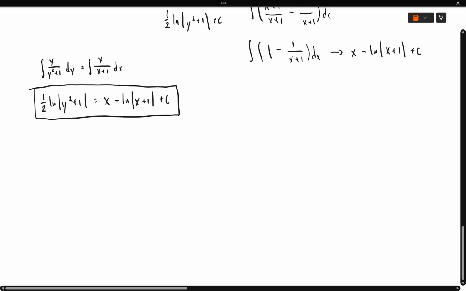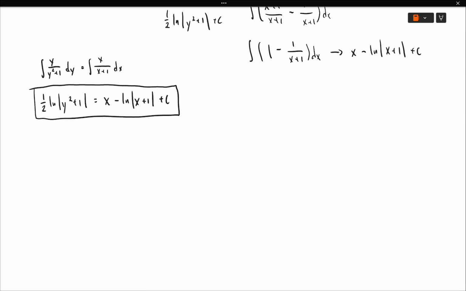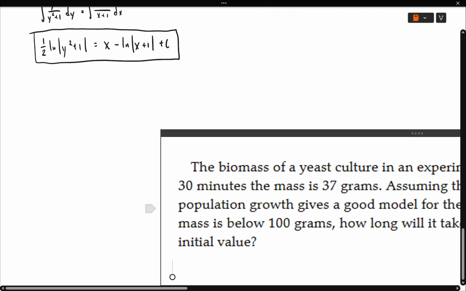Okay, so now that we know how to solve differential equations, let's practice applying the exponential change equation to actual problems. So we're going to look at an example about yeast, which is a population growth problem. Let's see. Here we go.